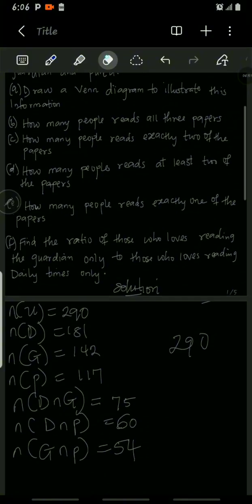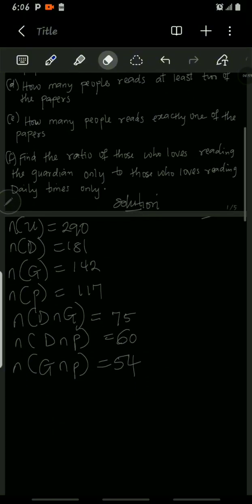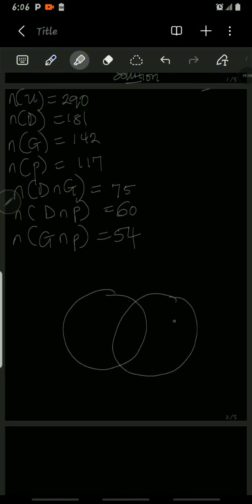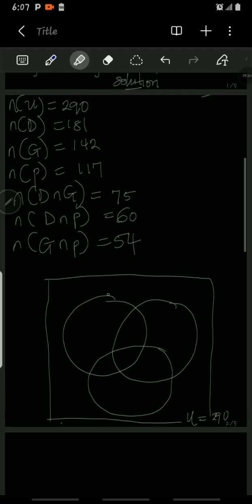So I'm going to draw my first rough sketch, which is for me. That rough sketch is not what I'm going to submit to my class teacher, right? So I'm going to have 3 circles here. This is circle 1, circle 2, and circle 3, right? So all of them are enclosed in a rectangular bracket. Okay, and then I have the universal given to me as 290. We are clear, right? Now I'm going to assign letters. This first circle here is going to be for the Daily Times. The second circle is going to be for the Guardian, and the third circle is going to be for the Punch.